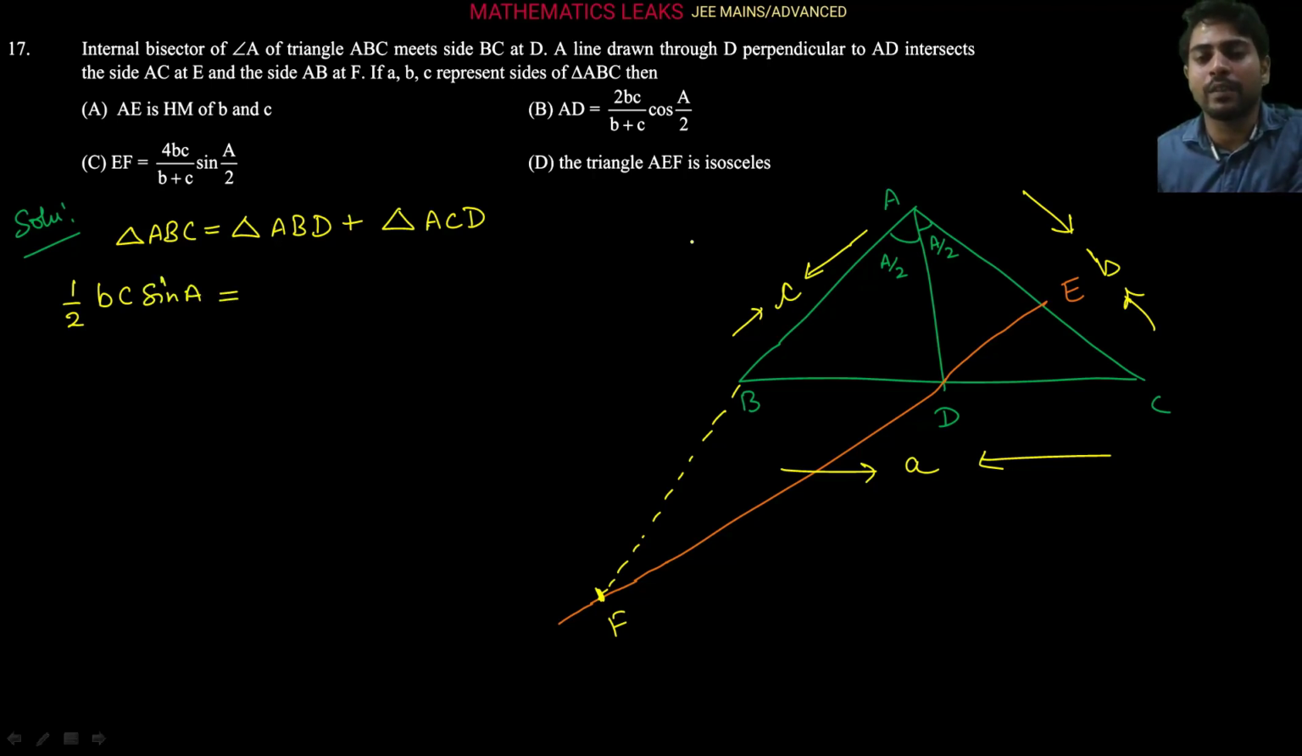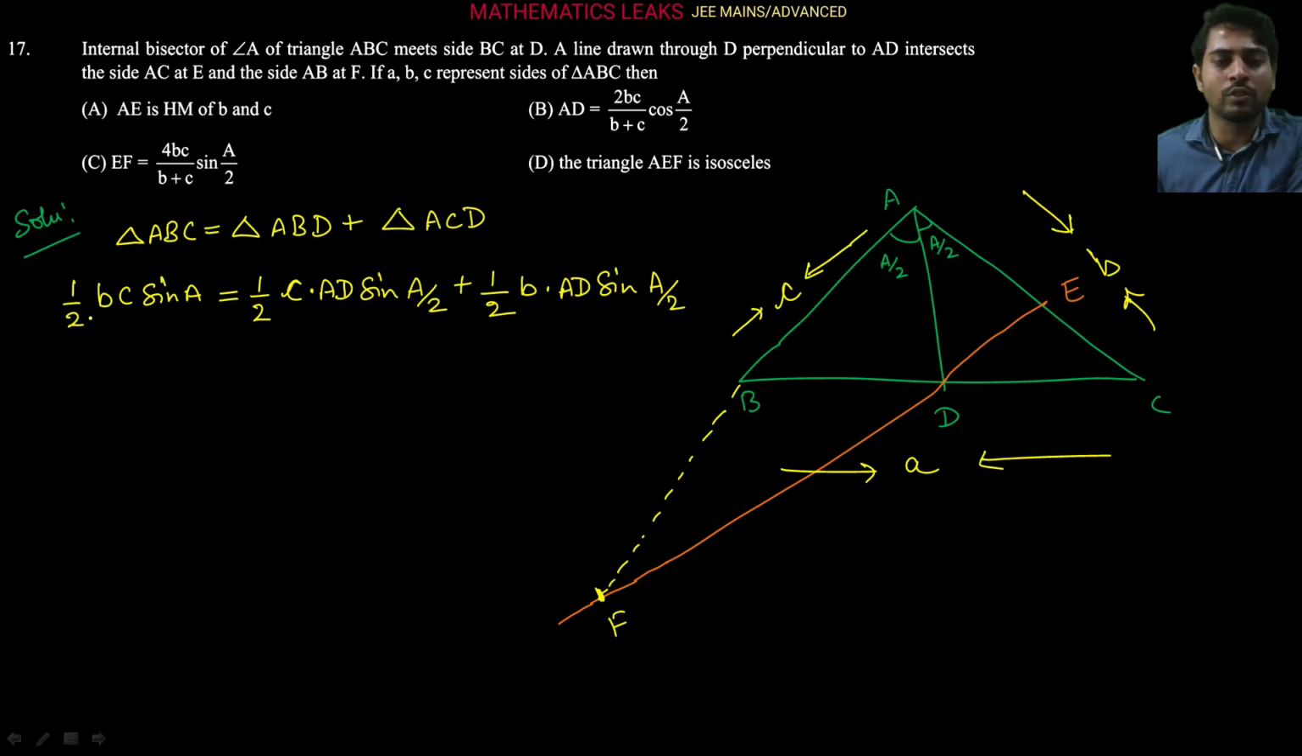This is equal to the area of triangle ABD, which can be written as half into AB, which is C, into AD, into the sine of the angle between them, which is A by 2, plus the area of triangle ACD, which similarly is half of AC, which is B, into AD, and the sine of the angle between them, which is A by 2. This is it, right? So this 2 is getting cancelled.